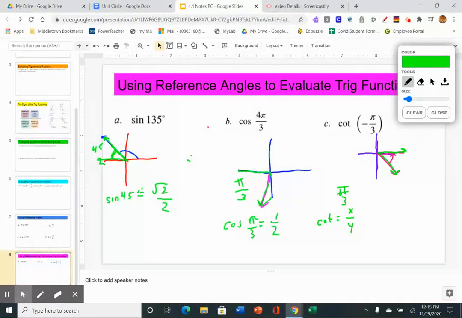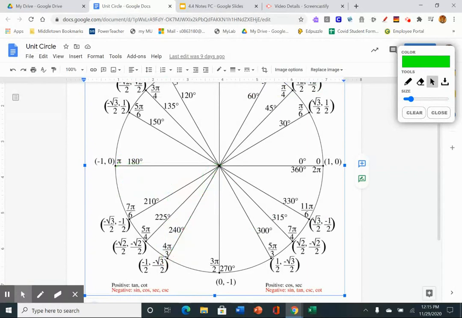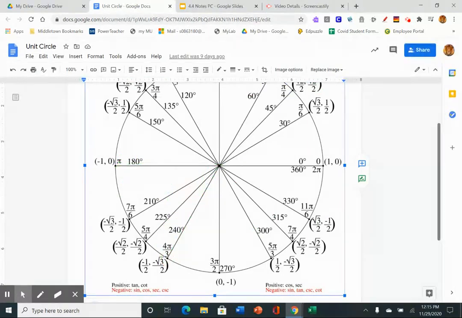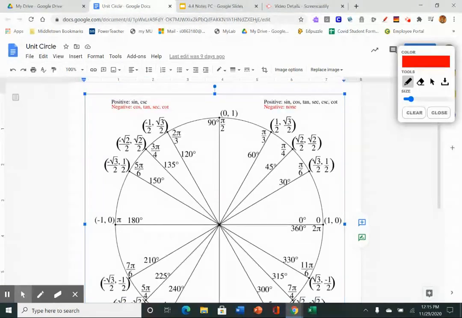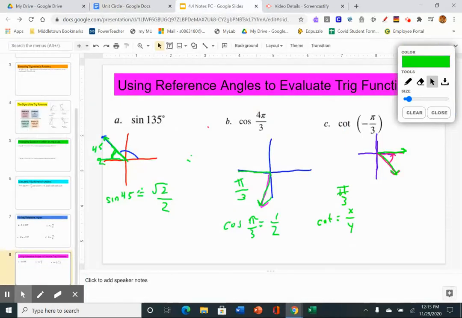So we might have to go to the unit circle. At pi over 3, these are my coordinates. I'm going to have to do x over y with those coordinates. So we'll bring those back to the presentation. So we have 1/2 and square root 3 over 2.